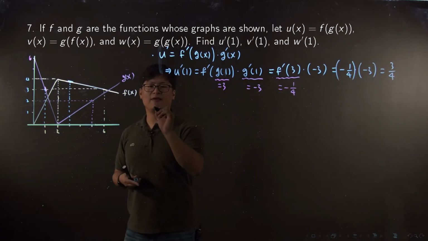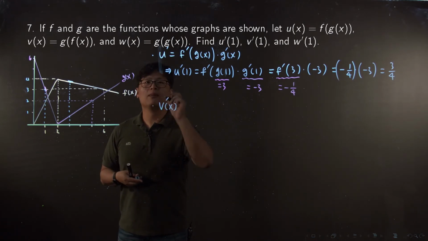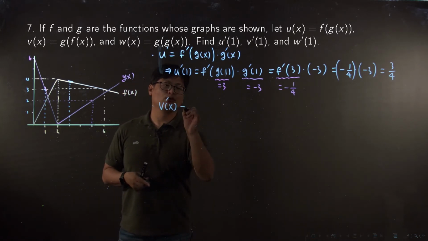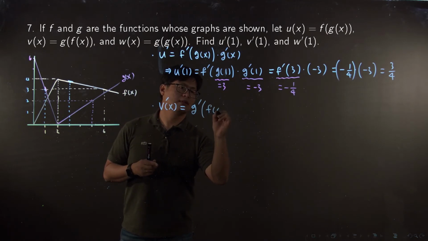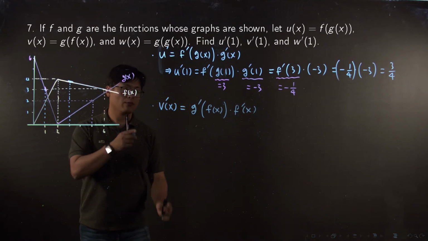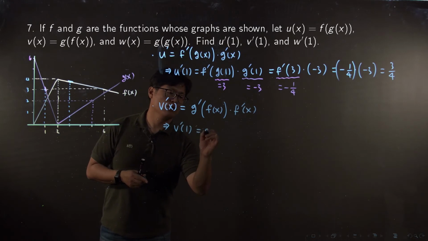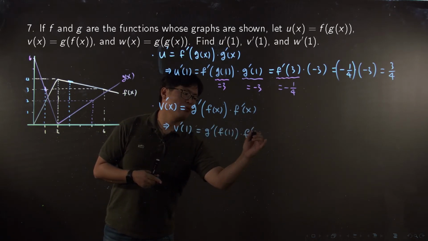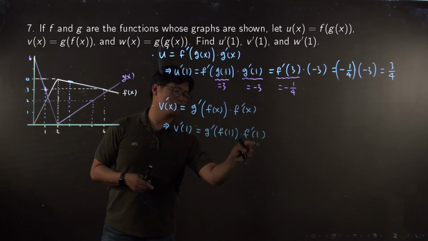My function v is given by g of f of x, right? And v prime is equal to the outer function prime times the inner function prime. Is that clear? Then we're going to plug 1 in there. Then v prime of 1 is equal to g prime of f of 1 times f prime of 1. So let's try to figure out f of 1 and f prime of 1.